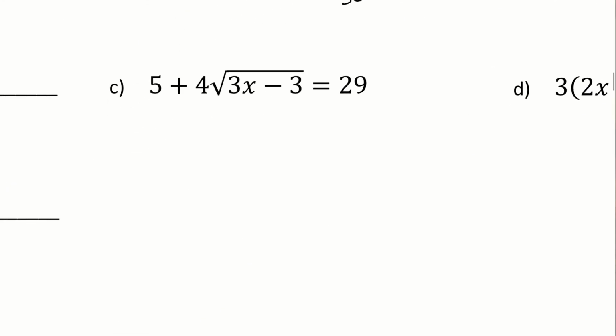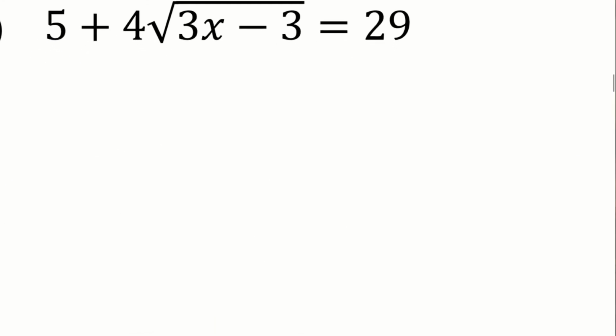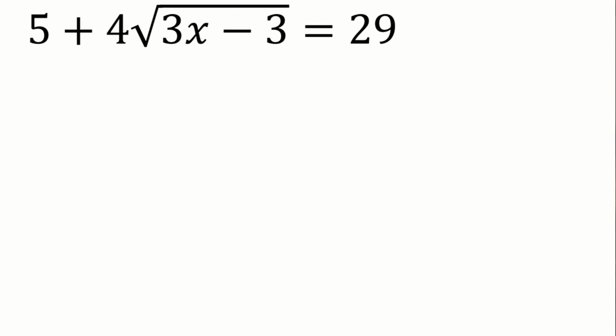Jumping to 3. On 3, we have an equation that has a chunk of it that involves the square root of an expression. The expression is 3x minus 3. We're going to go ahead and isolate this entire chunk of the equation, right? I want to get this part, the square root part, alone. My strategy is to just get this part by itself.